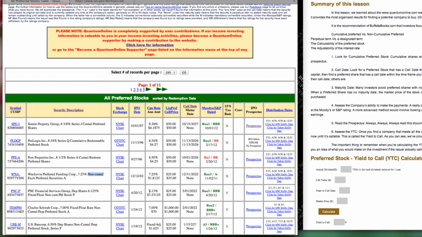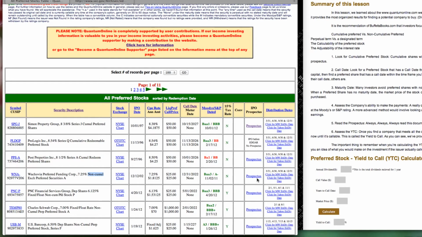So those are things you really want to watch out for. I really like to find companies that have a call date that's within a reasonable amount of time. And I always want to buy a preferred share that actually has a maturity date to it. So just some things to think about. When we get into using the calculator over here on the Buffett's Books website, you can play around with adjusting the years to the call date, and you can see how that adjusts the yield that you're going to receive.